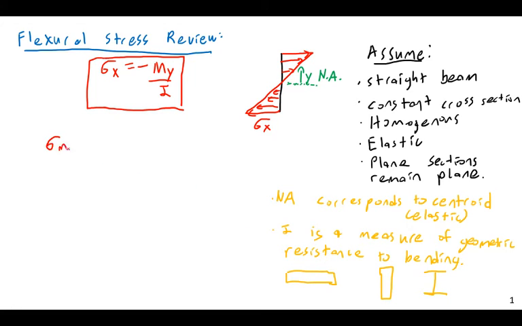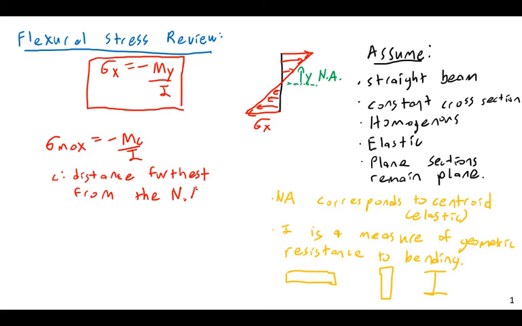Sigma max, the maximum stress, is going to be equal to negative MC over I, where C is the distance furthest from the neutral axis. Again, C is your distance from the centroid to the furthest fiber in the material.